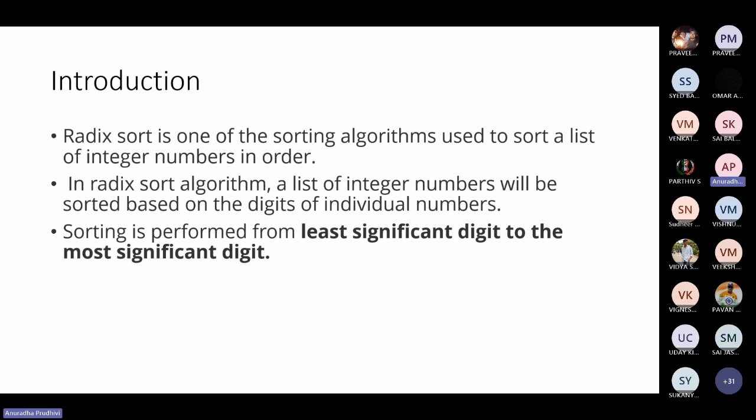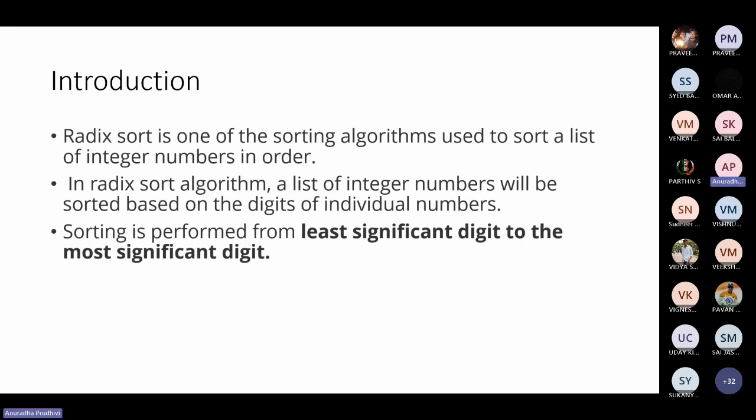Consider the number 182. The least significant digit is 2, the ones place digit. The next least significant digit is 8, and the next one is 1. So for the number 182, the least significant digit is 2 and the most significant digit is 1.